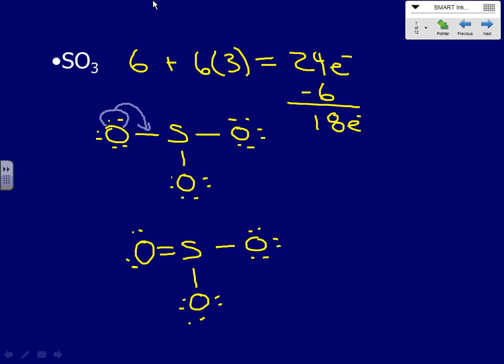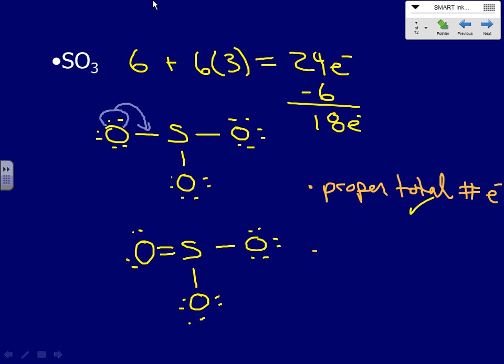Now the 2 things that you should check. If you want to make sure that you've got a proper structure, number 1, the check that you can do there is the electron total. Do you have a proper total number of electrons? In this case, I started with 24: 2, 4, 6, 8, 10, 12, 14, 16, 18, 20, 22, 24. So I have 24 electrons.